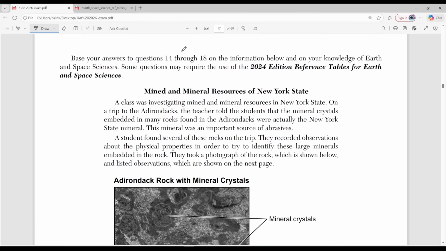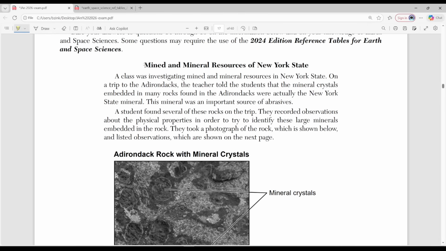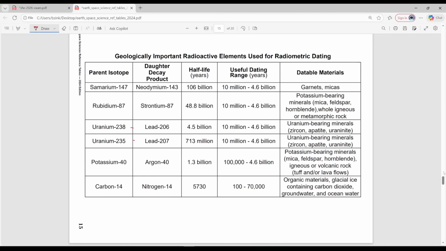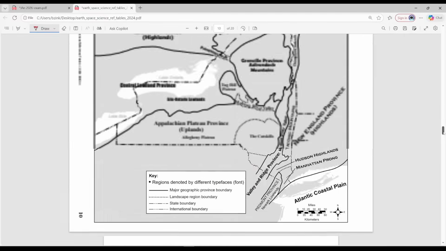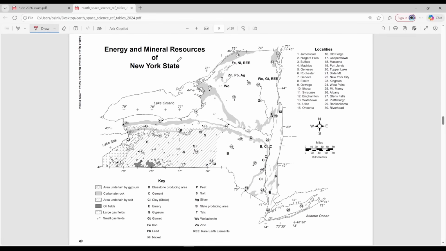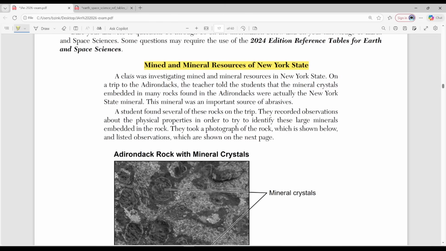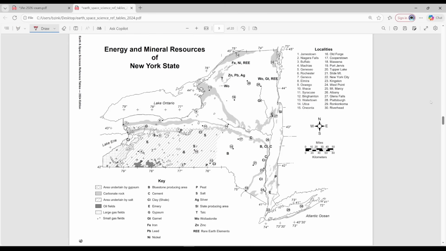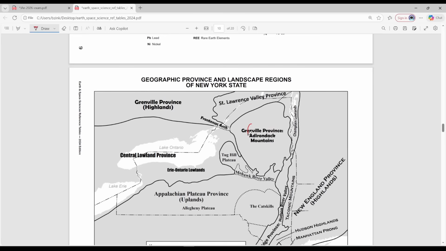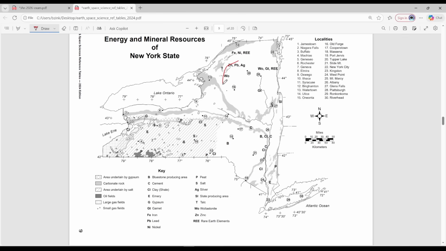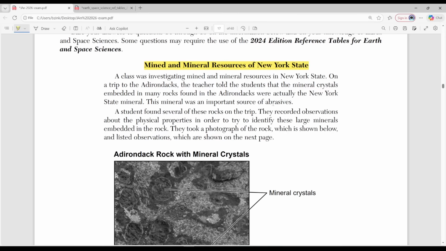All right, here we go. Base your answers to the questions 14 through 18 on the information below. Okay. We got mined and mineral resources of New York State. So maybe it might be a good idea to jump to that page. Look, energy and mineral resources of New York State. We might need that. We're investigating mined and mineral resources in New York on a trip to the Adirondacks. Okay, so basically, look, Adirondacks, if you don't know where that is, right here, which means it's here.